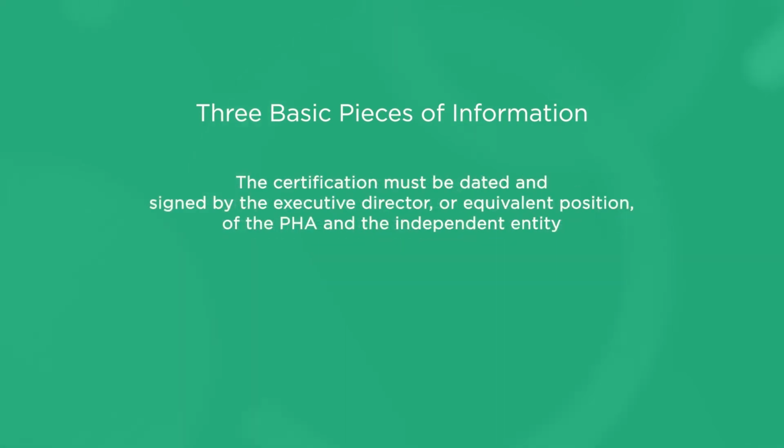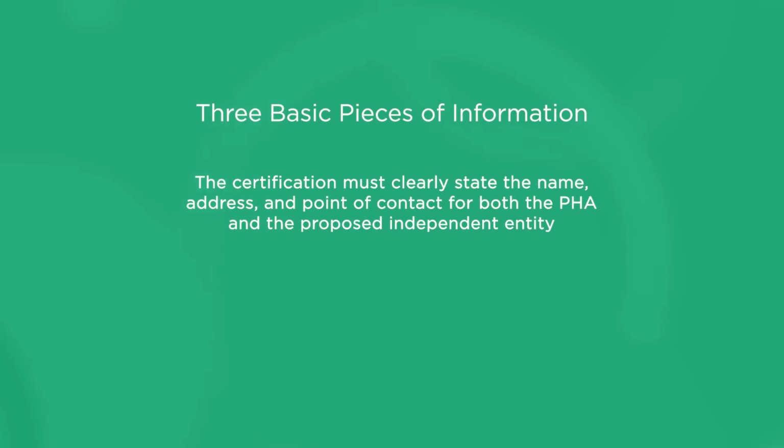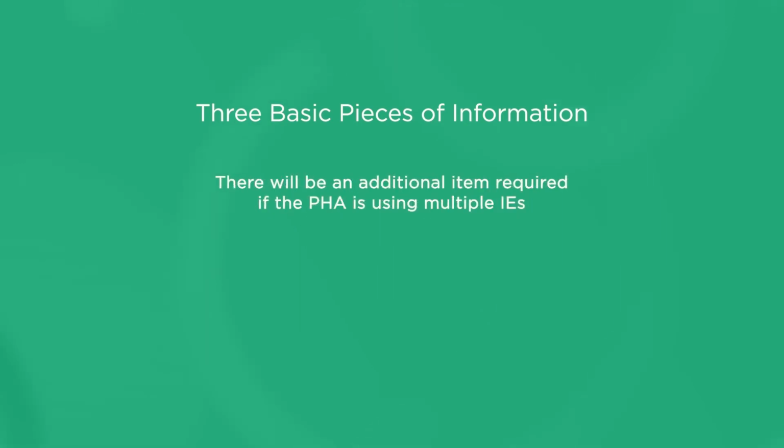The certification must be dated and signed by the executive director or equivalent position of the PHA and the independent entity. The certification must clearly state the name, address, and point of contact for both the PHA and the proposed independent entity. There will be an additional item required if the PHA is using multiple IEs, which will be discussed later when we cover using multiple IEs.